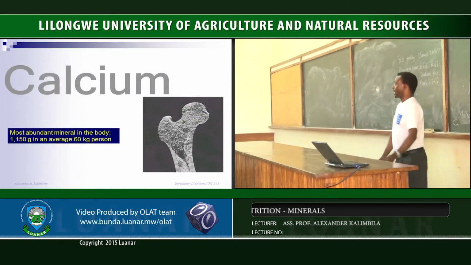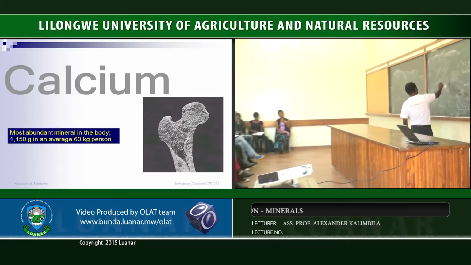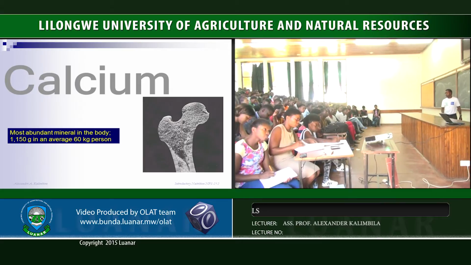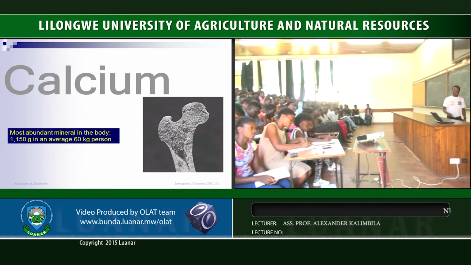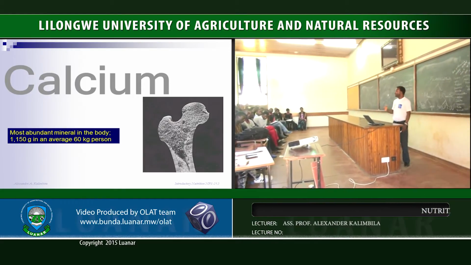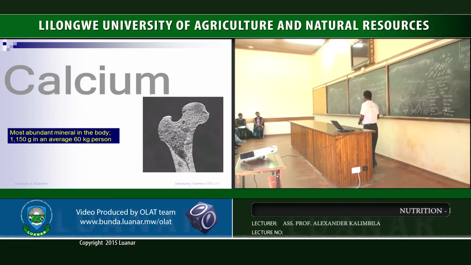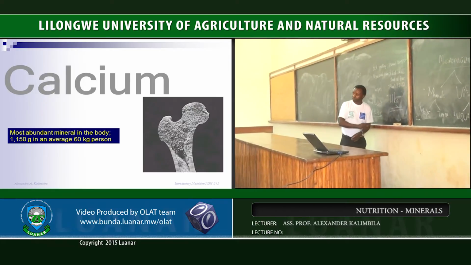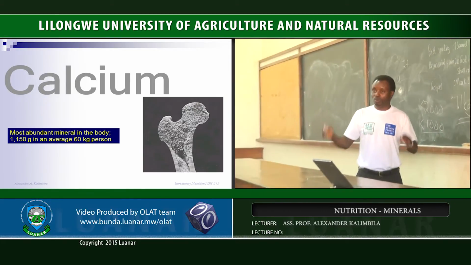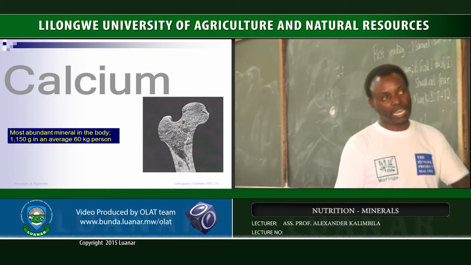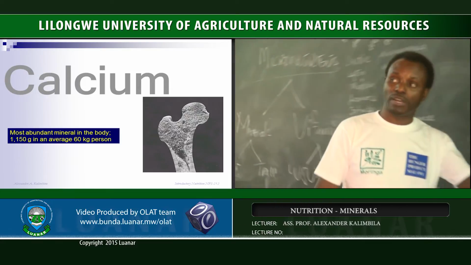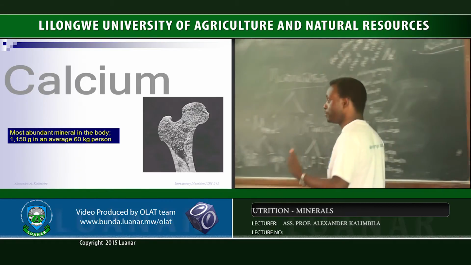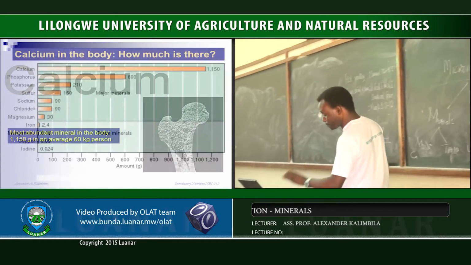We're going to begin with calcium. Calcium is a divalent cation, that charge of 2. It is the most abundant mineral in the body. As you're seated there, you have no less than 1.1 kilograms of calcium that you're carrying in the form of your bones. An average adult of 60 kilograms would have 1.15 kilograms. And that's the most abundant mineral in your body.